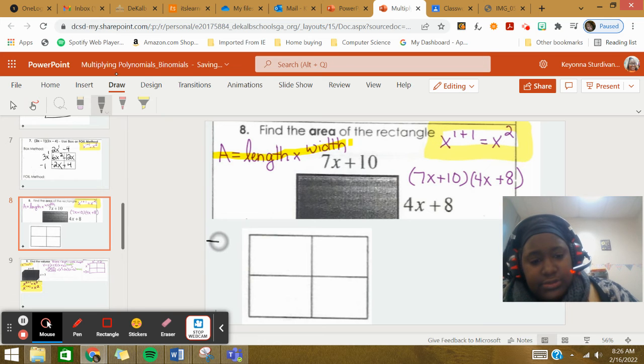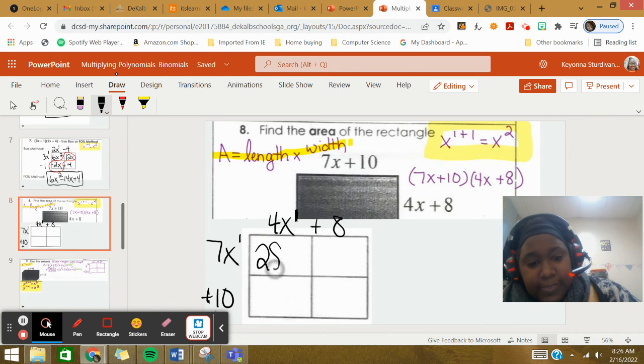So go ahead and build my box. 7x, here's my plus 10, and here's 4x plus 8. All right, so now I'm multiplying. Remember that your exponent is understood 1 here if there's nothing there. 7 times 4 is going to give me 28. X times x is going to be x to the second power. Remember that you add your exponents.